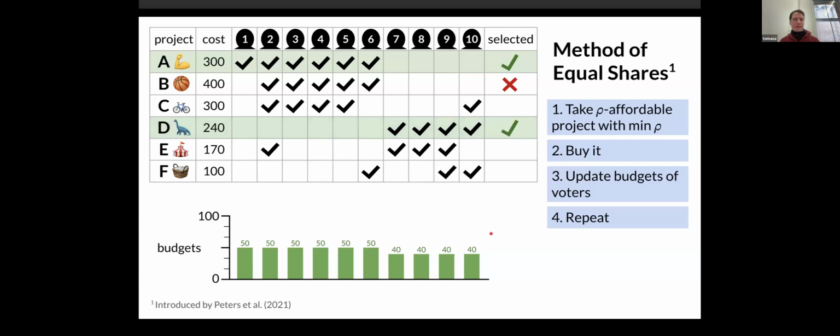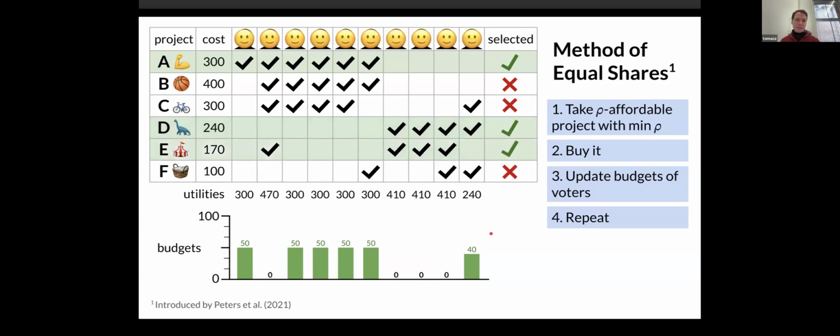We buy it, update the budgets, and we proceed in this way. And the final selection will be A, D, and E.